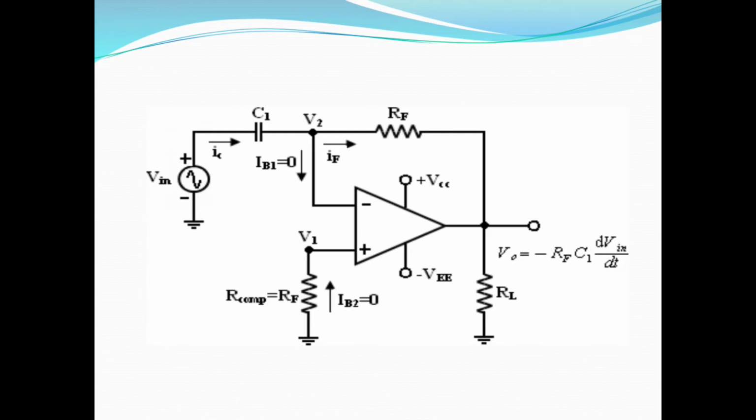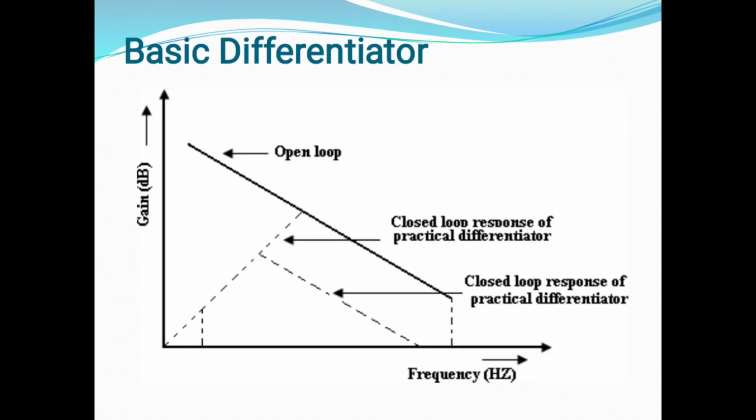This diagram shows the values of an ideal differentiator: the gain of the circuit is RF by XC, the negative sign indicates the 180-degree phase shift, and the input impedance XC decreases with the increase in frequency, which makes the circuit very susceptible to high frequency noise. So this is a graphical representation of the open loop and closed loop response of a practical differentiator, with the frequency and gain values denoted.